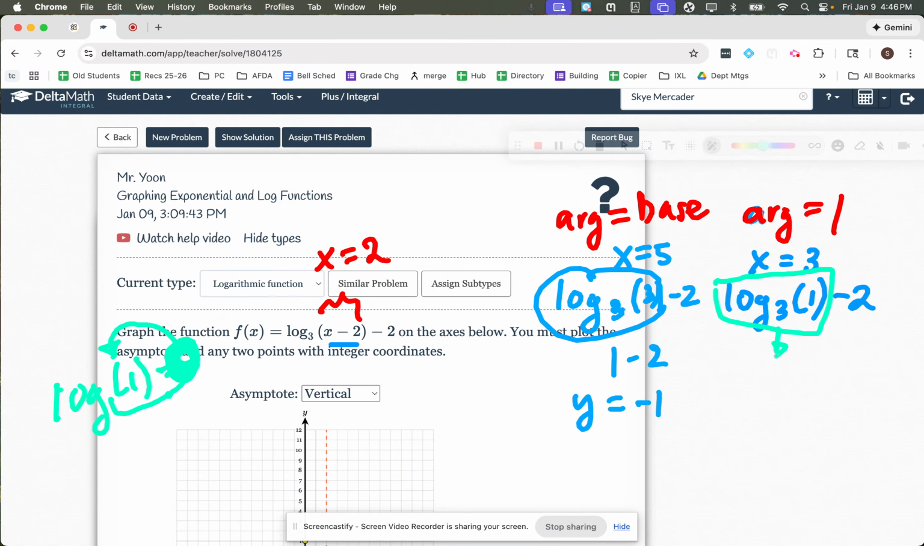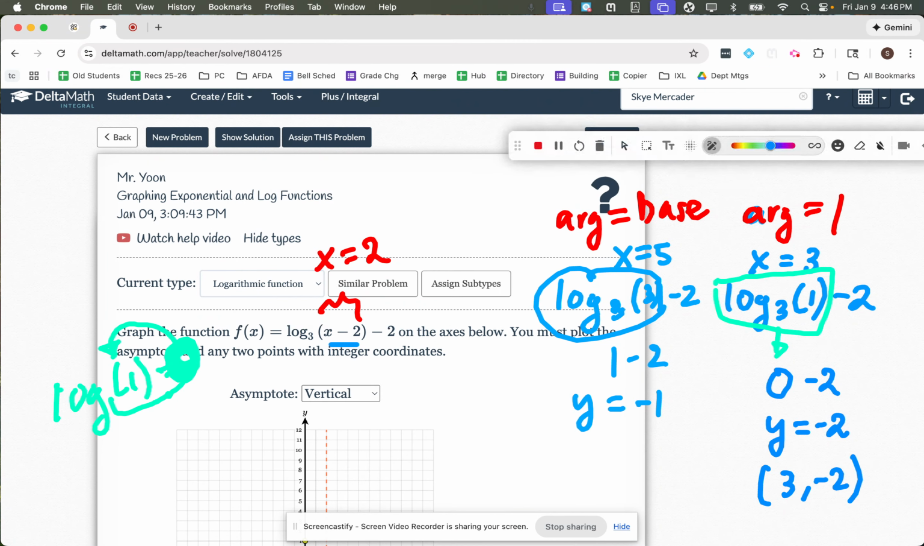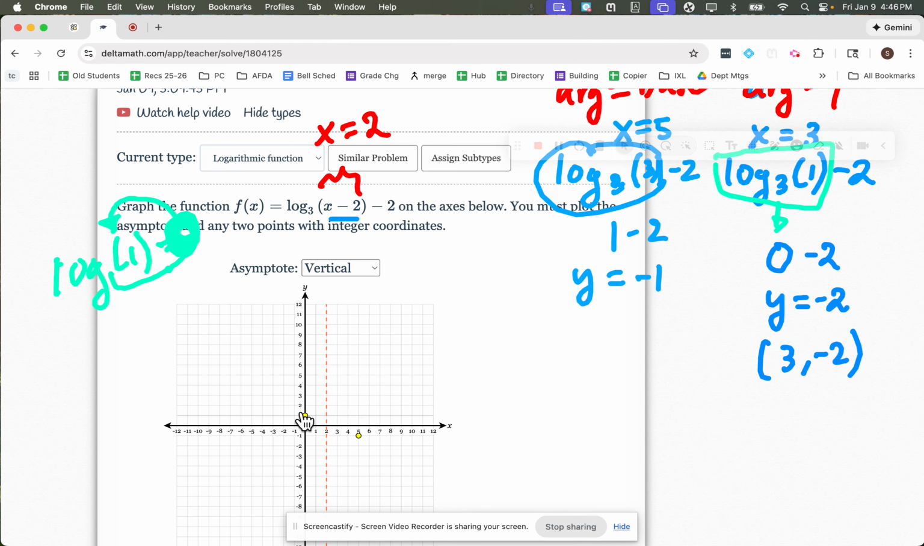So we've effectively just made this into a 0. 0 minus 2 is our y. Y, therefore, is negative 2. So we're going to plot our next point right here. Okay, bring this 3 to negative 2.